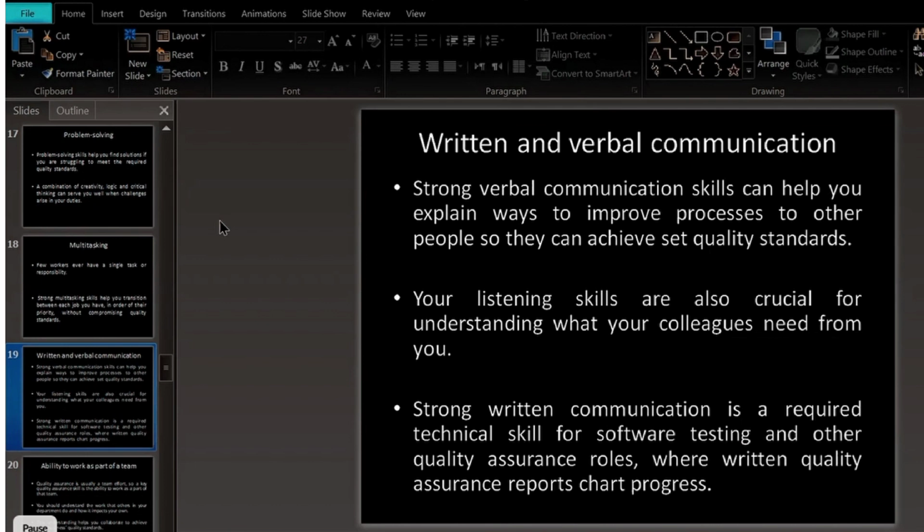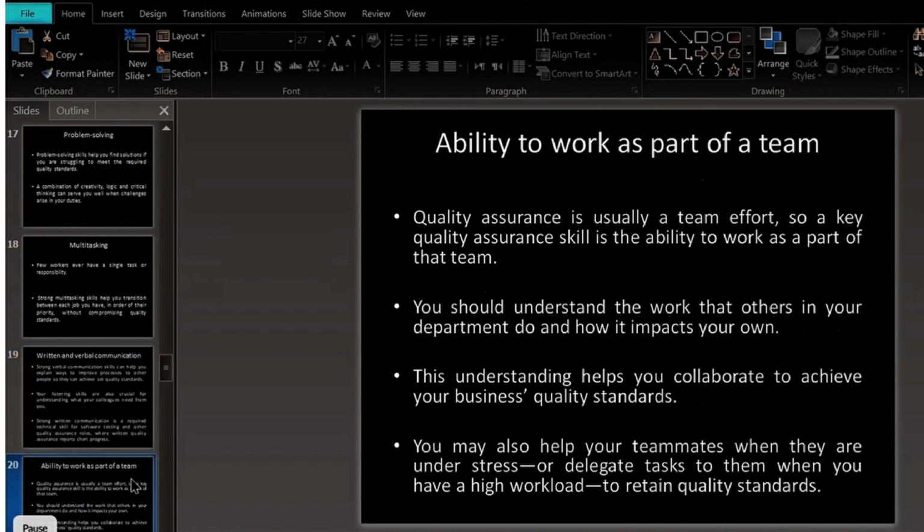So everything is important. There isn't anything which is insignificant in terms of language. And every one of us should pay a lot of attention to our language, choice of words, because that is going to prove our written and verbal communication skills. So your listening skills are also crucial for understanding what your colleagues need from you. Strong written communication is a required technical skill for software testing and other quality assurance roles where written quality assurance reports chart progress. So that is actually something important.